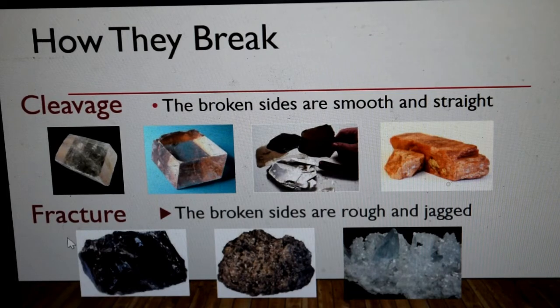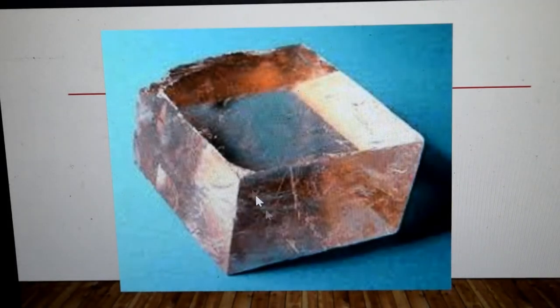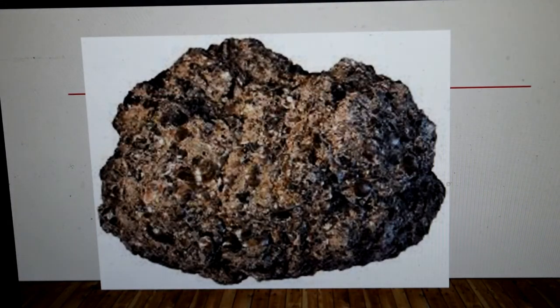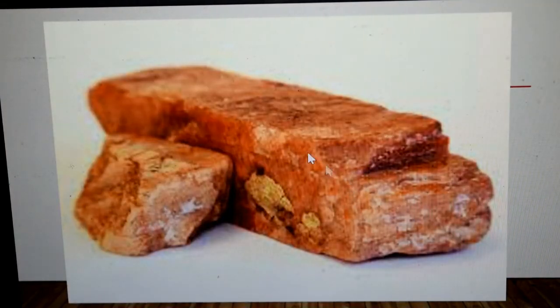But then you have some fractures. Some ways they break are a fracture. The broken sides are rough and jagged. So the two ways they break are with cleavage and fracture. So here's an example of cleavage. The side is very smooth the way it broke. And this is fracture. It broke and it's very jagged. Once again, this is jagged with a little bit of a cleavage there. This is cleavage because it's smoother.